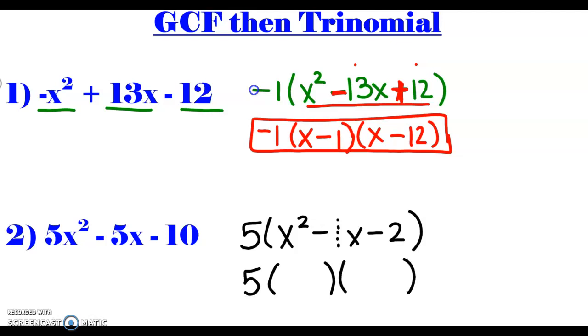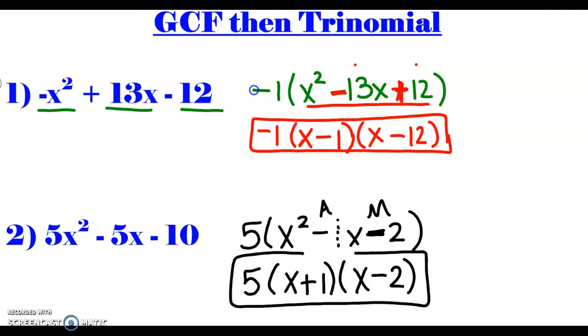Riddles come from two binomials, x and x. It multiplies to give me a negative, so I know one of each sign. It multiplies to give me negative 2 and adds to give me negative 1, which would be negative 2 and positive 1. So always greatest common factor first.